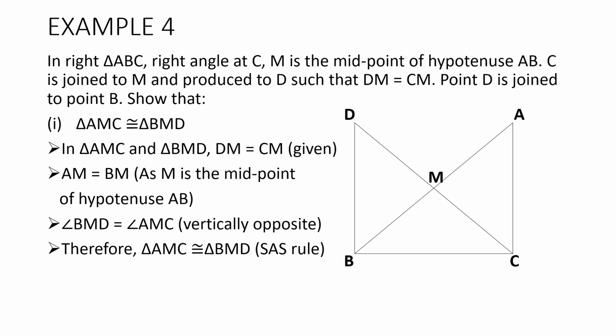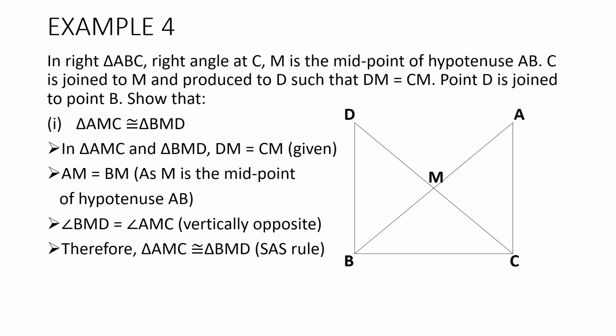First of all, let us see the diagram. You have right angle triangle ABC with right angle at C. M is the midpoint of hypotenuse AB. Okay. And what another thing is given? C is joined to M and produced to D such that DM is equal to CM. Now you have to prove two triangles are congruent.